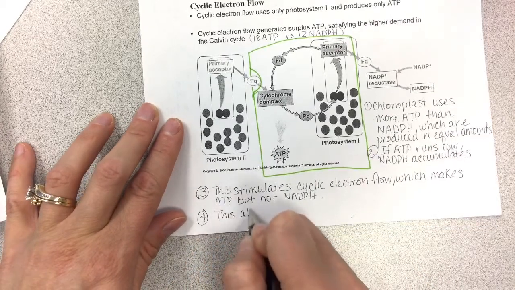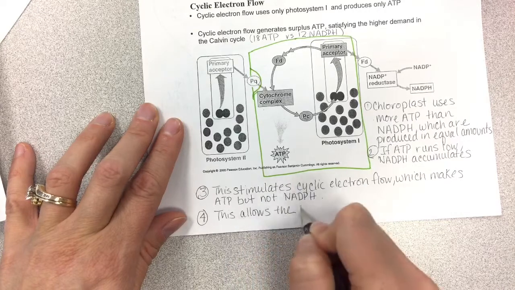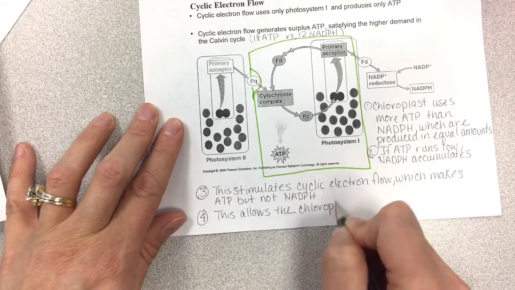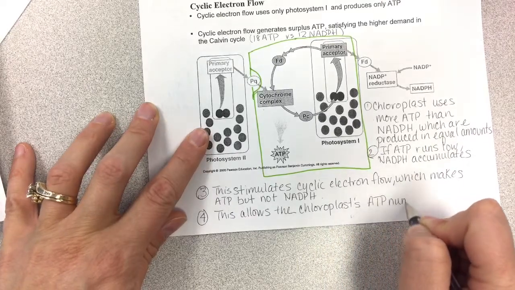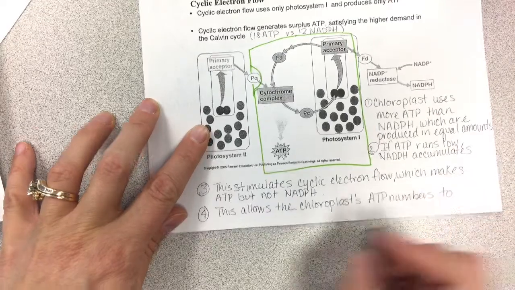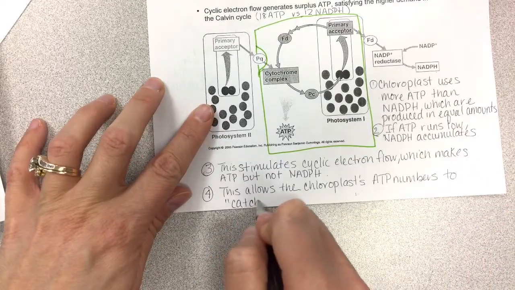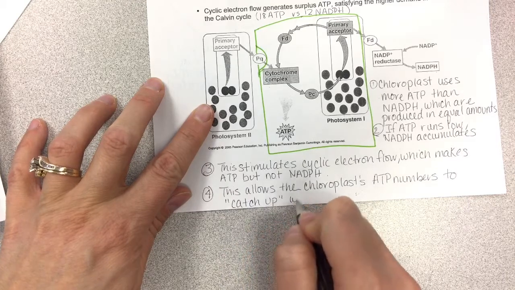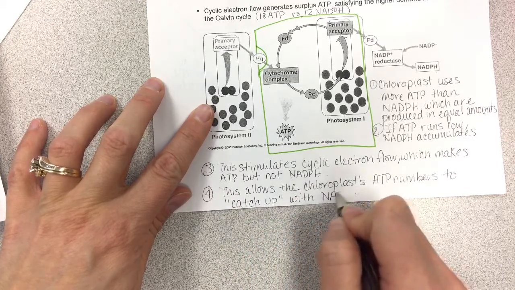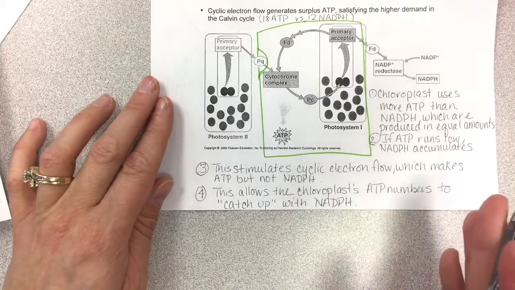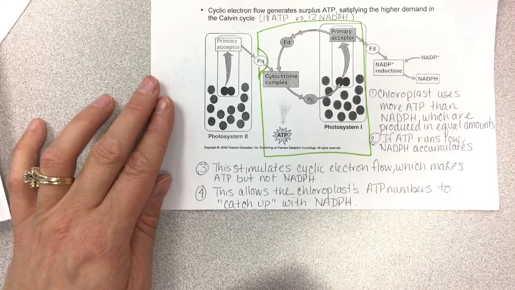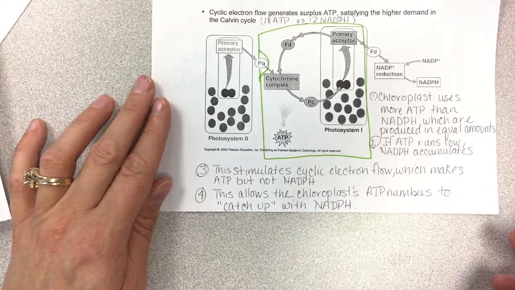This allows the chloroplast ATP numbers to quote unquote catch up with NADPH. And so, like I said, it oscillates back and forth between using both of those. And so that is photosynthesis in a nutshell.